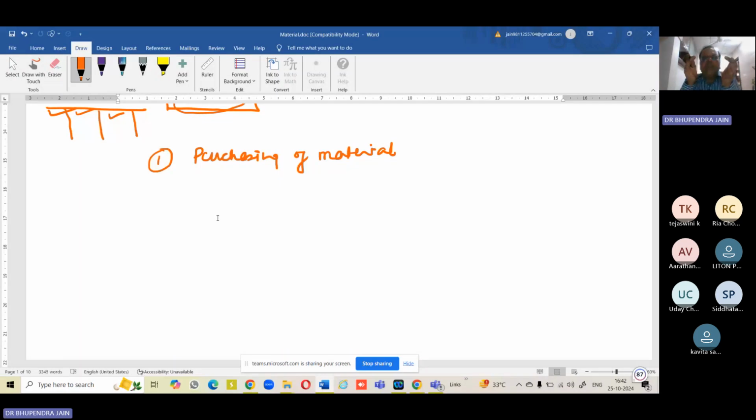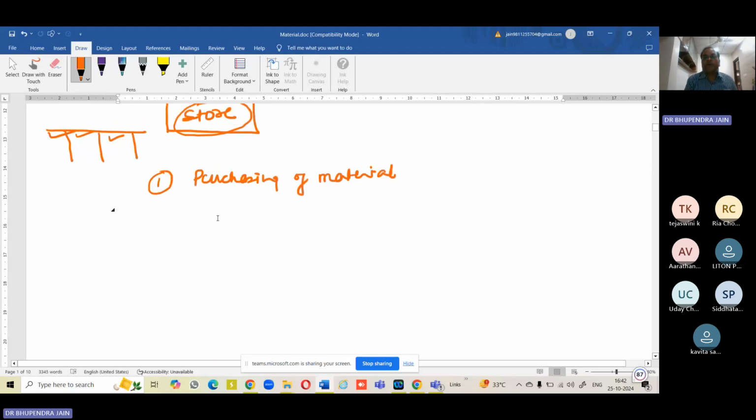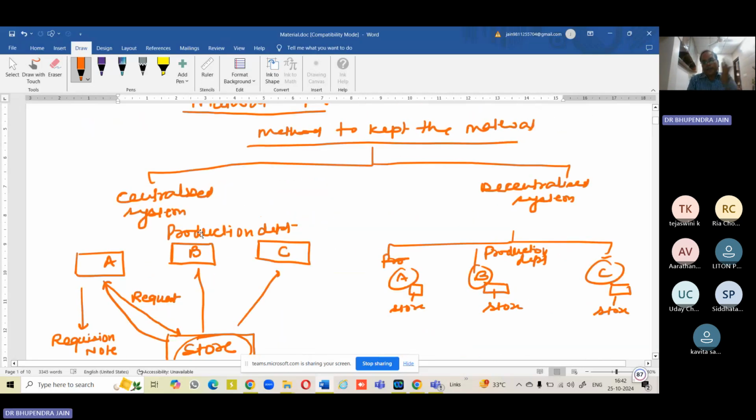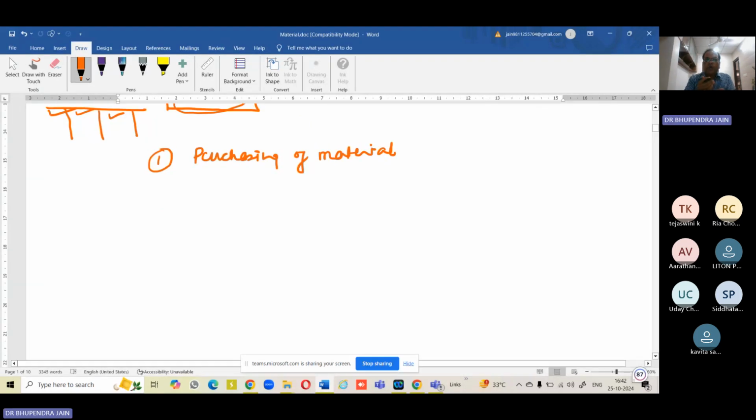Whenever a store requires material, the store department follows the procedure to purchase the material. I am explaining here the material control system: what type of control and method you have to use so that there is less chance of wastage of raw material. What are we studying here? The material control system. What type of steps we should follow so that there is less chance of wastage of material, and how we record the transaction at every step, this is called store accounting. So the first step is the purchasing of material.